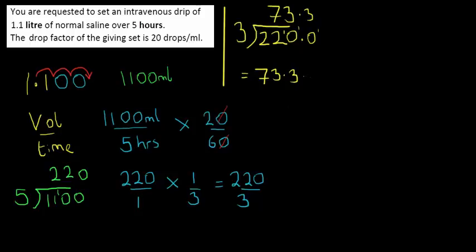Now we need to round this to the nearest whole number, so our final answer is just 73 drops per minute, which I'll write as DPM. I'll use the abbreviation, and you'll notice that we rounded down, because that value there was under 5, so 73.3 to the nearest whole number is just 73.